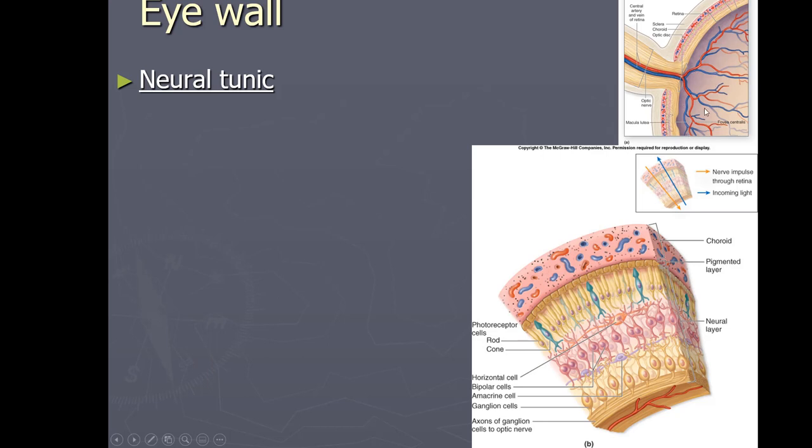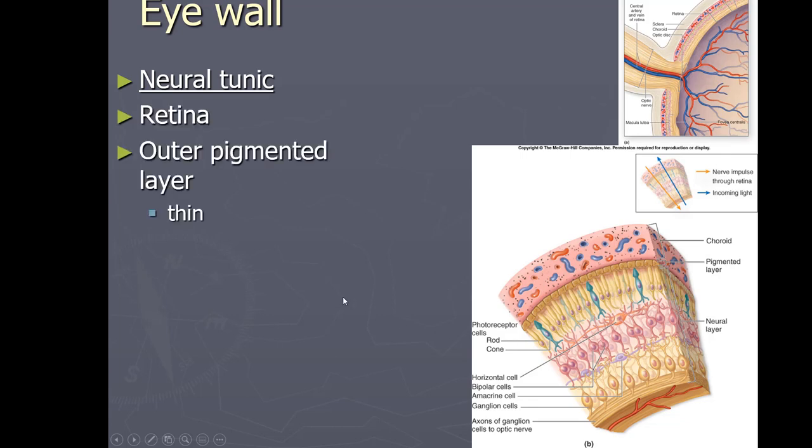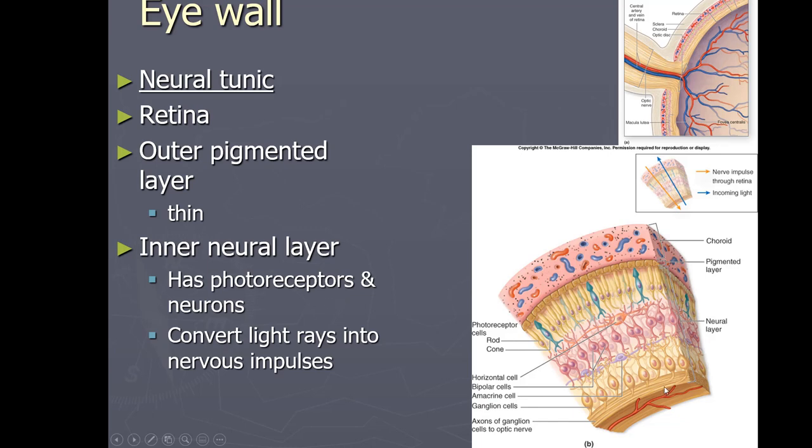So if we took a little section of this back wall, it would look like this. And so light would be coming in from this direction, hitting this neural layer. So all of this is the neural layer with the photoreceptors and some other cells. So the inner layer has photoreceptors and neurons, and this is where all the action is as far as transmitting these light rays into action potentials to tell your brain what you've seen.